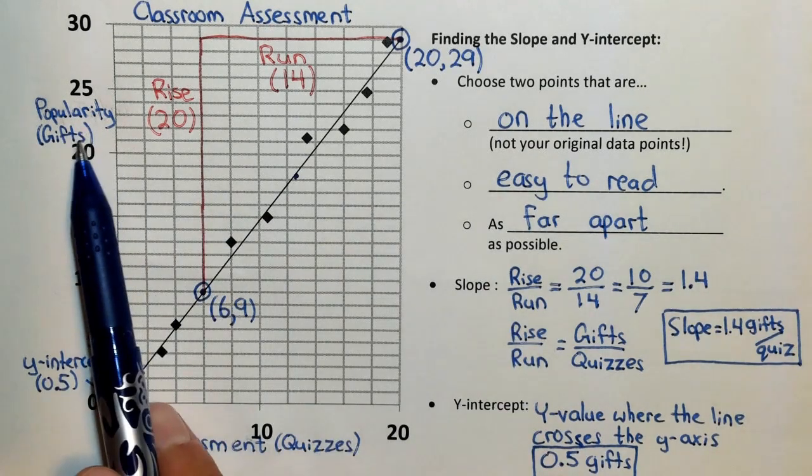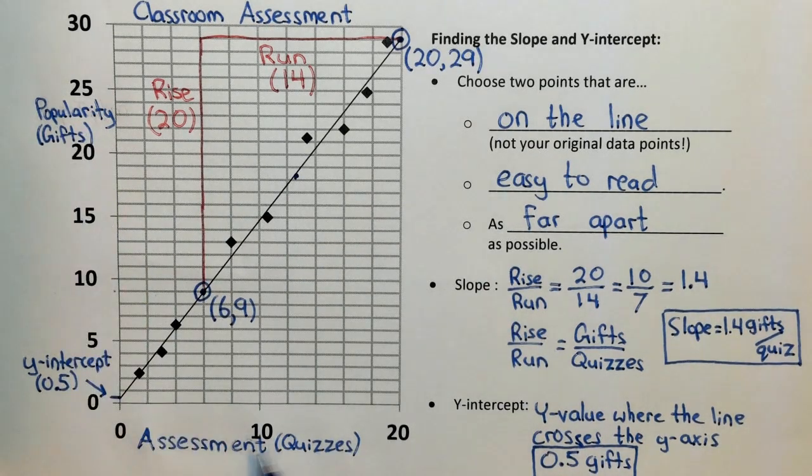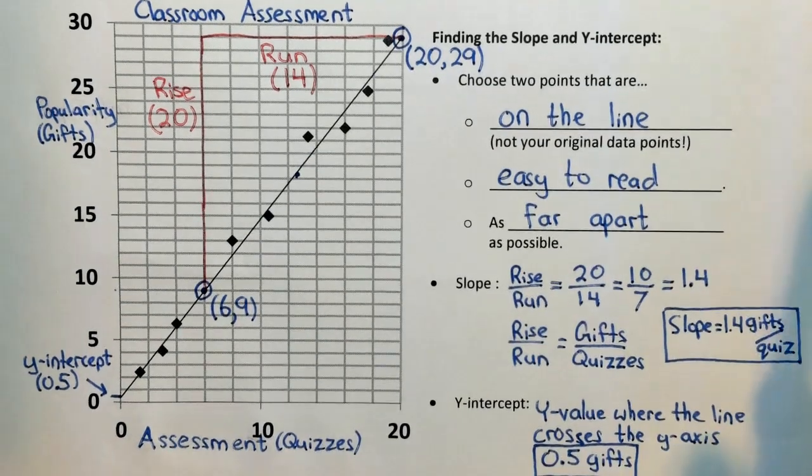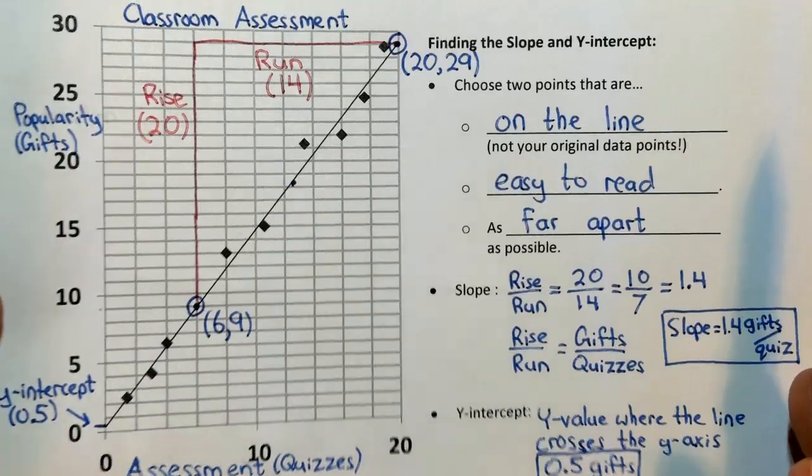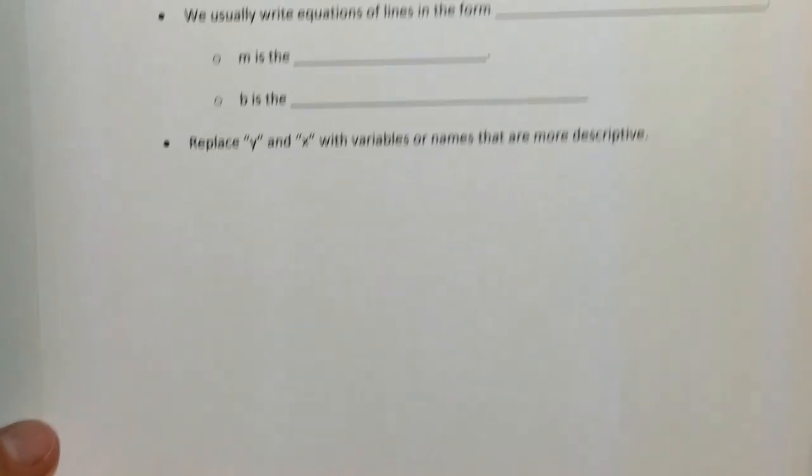And the final thing we want to do is take all of this information. What are we measuring on the y-axis? What are we measuring on the x-axis? What's our slope? What's our y-intercept? And put it all together in one nicely packaged form. And that we're going to do by finding the equation of the line.